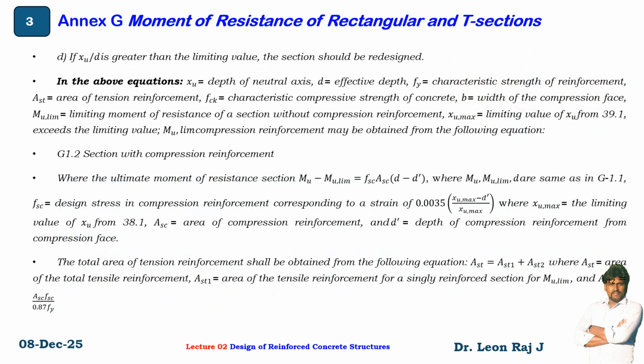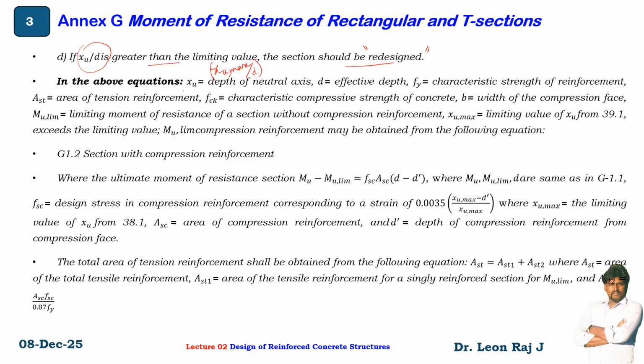What we have not seen in the previous lecture, we will see now. If xu by d is greater than the limiting value, that is xu max by d, then the section should be redesigned, since it is over reinforced. xu by d should be less than xu max by d. At any cost, an over reinforced section cannot be allowed as per IS 456 2000.